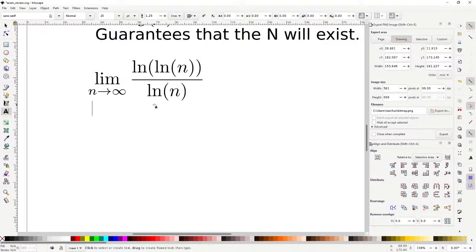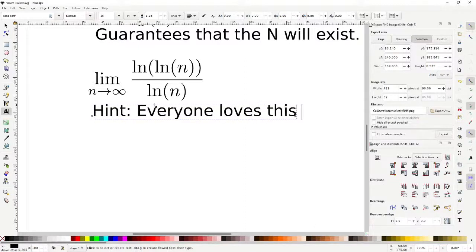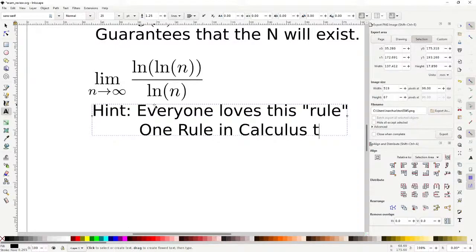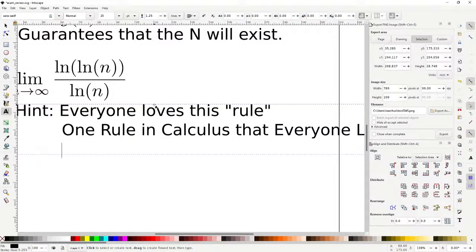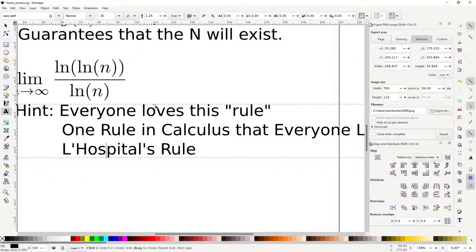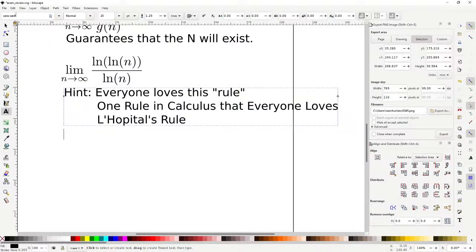But how do we evaluate this limit, right? My hint is, it's the rule that everyone wants to use when you get to calculus, right? Everyone loves this rule. What's the one rule in calculus that everyone loves, right? It's L'Hopital's rule. It has that O with the mark on it. Anyway, I'm not going to add it because I don't have a French language keyboard.